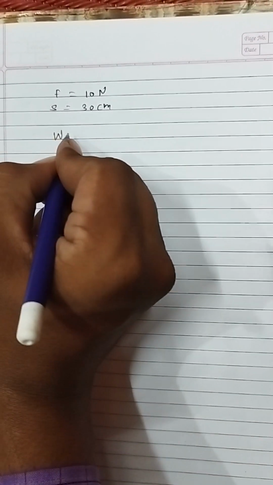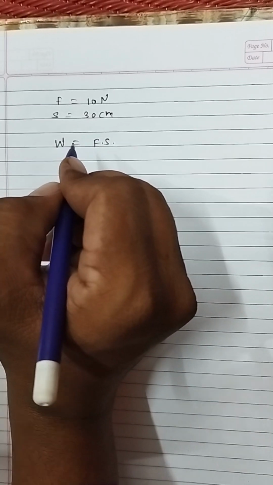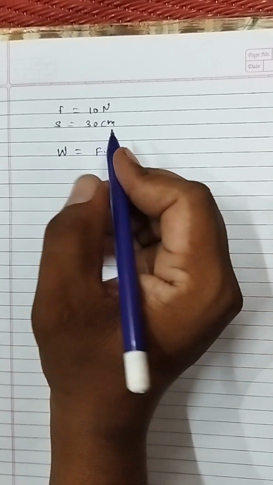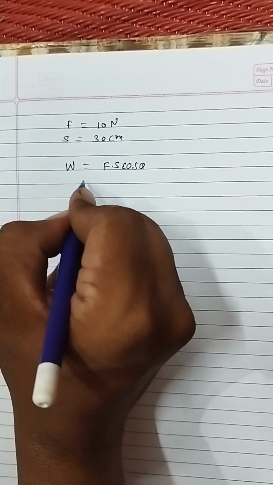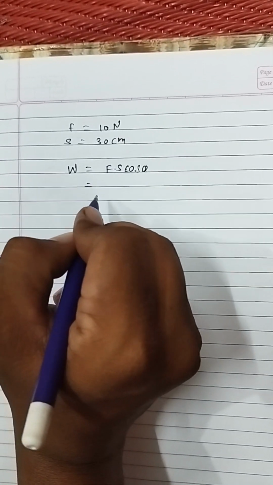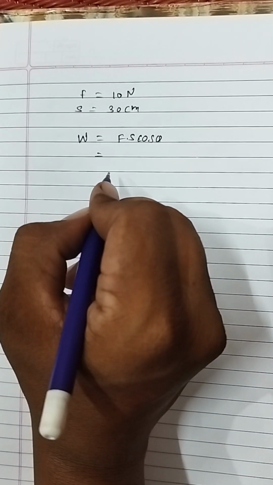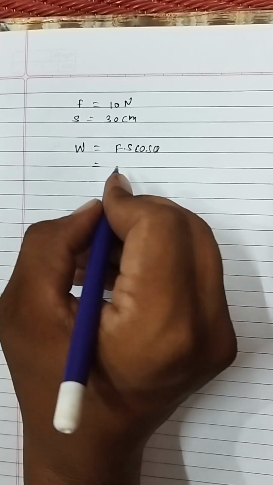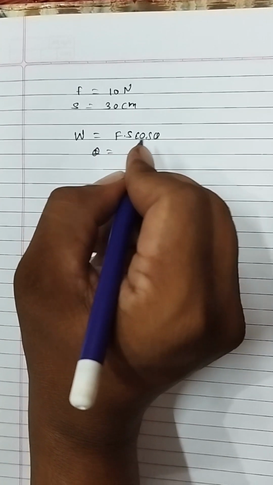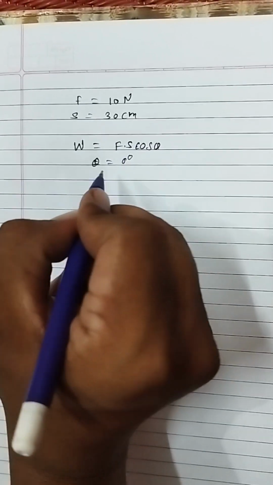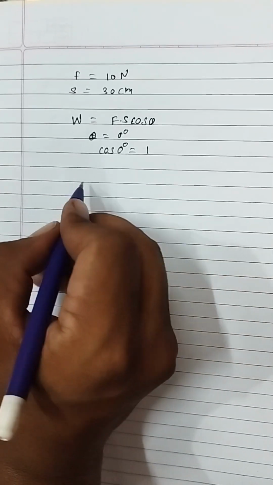For work done, we have to use F s cos theta, because here the direction is given. When force and displacement are in the same direction, the work done is positive, and the angle formed, theta, is how much? Can you tell me? Theta is equal to 0 degree, and cos 0 is equal to 1.